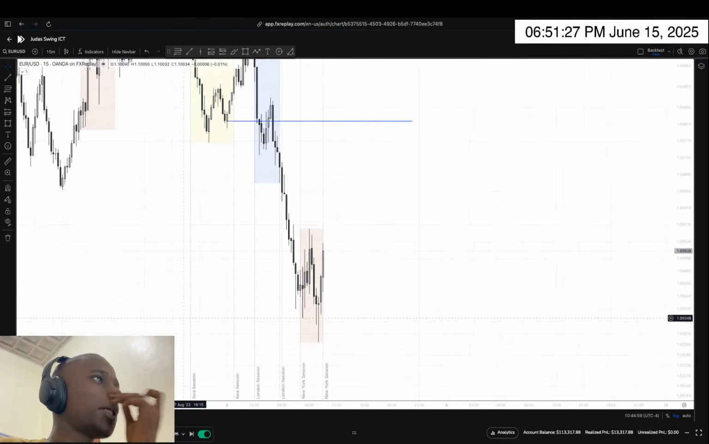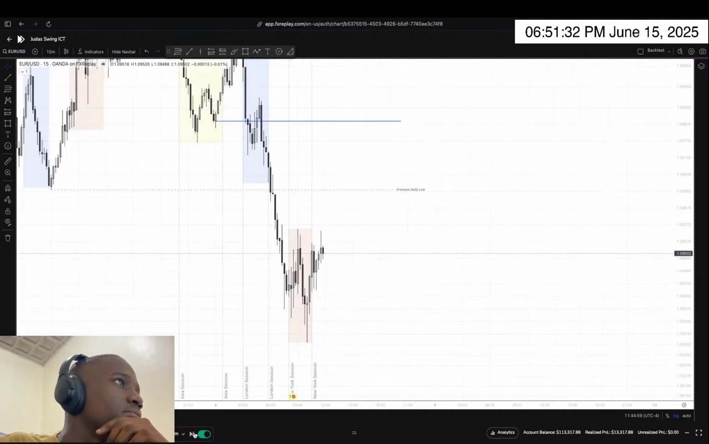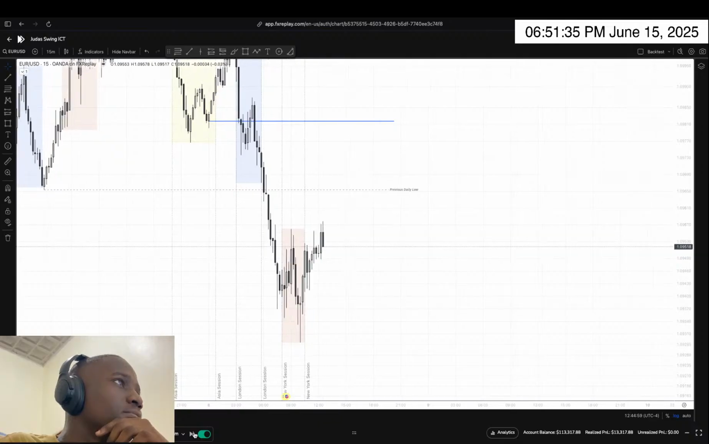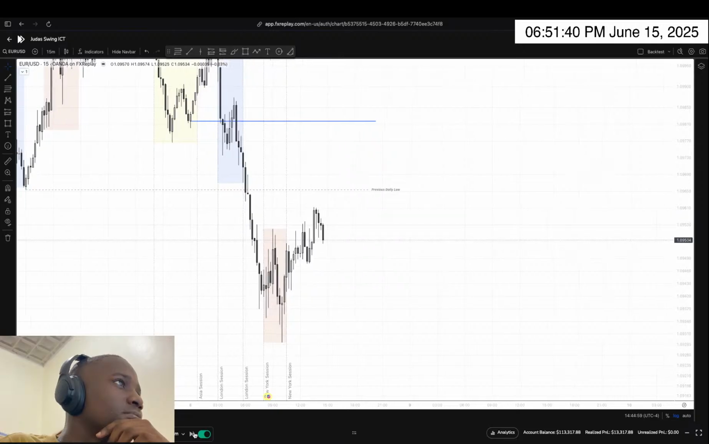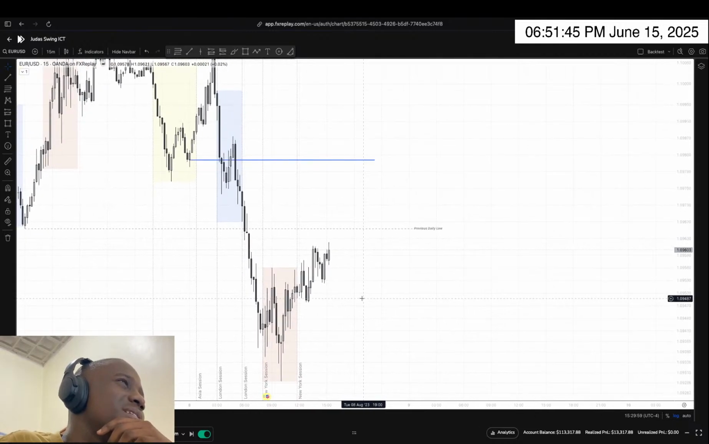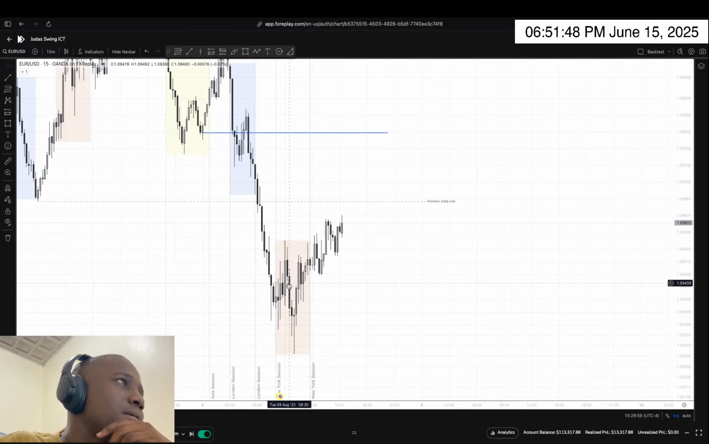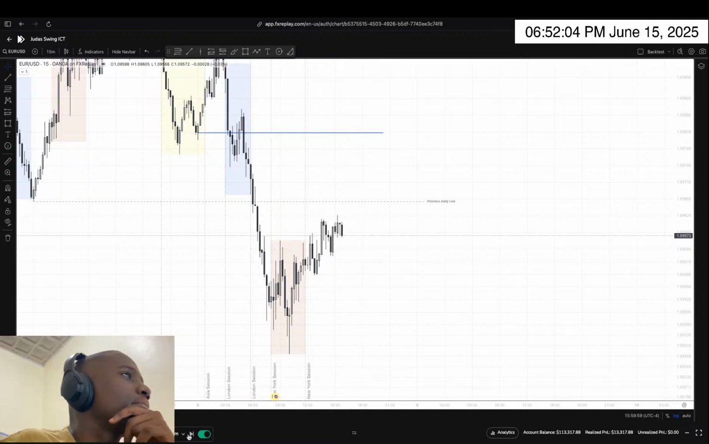Okay, what is the 15 looking like? Okay. This day wasn't really as clean as it could have been, because what I can accept is that we took out this low here, we shifted structure here, no fair value gap provided so far. Okay, well, we respected this one, yeah.